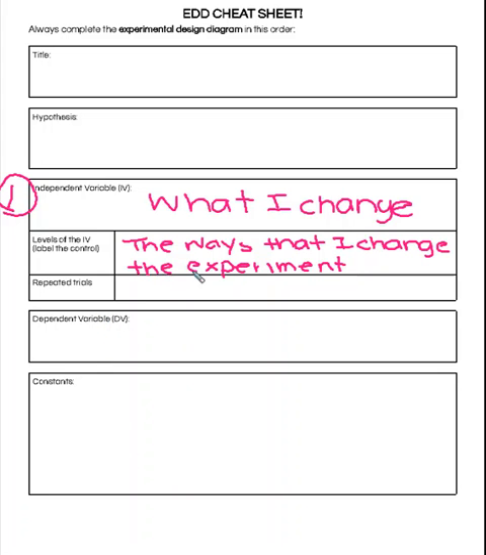Once you're done with your IV, or your independent variable, you can go ahead and do the DV, or the dependent variable. The dependent variable is the part of the experiment that I'm measuring or getting data about.